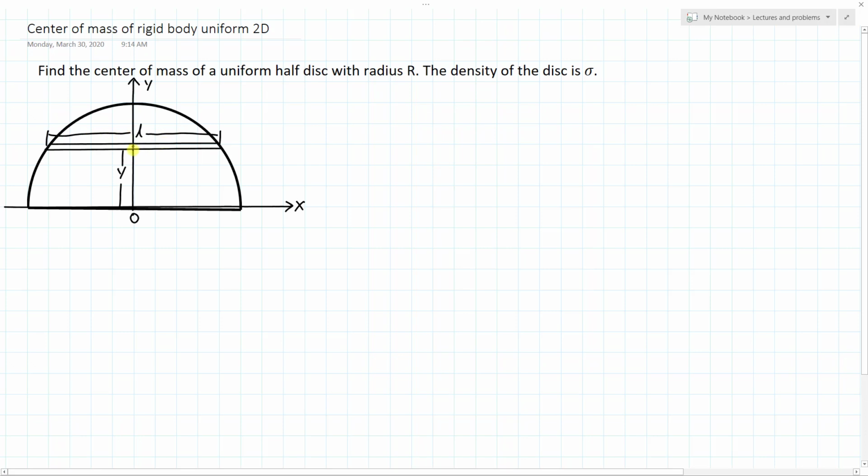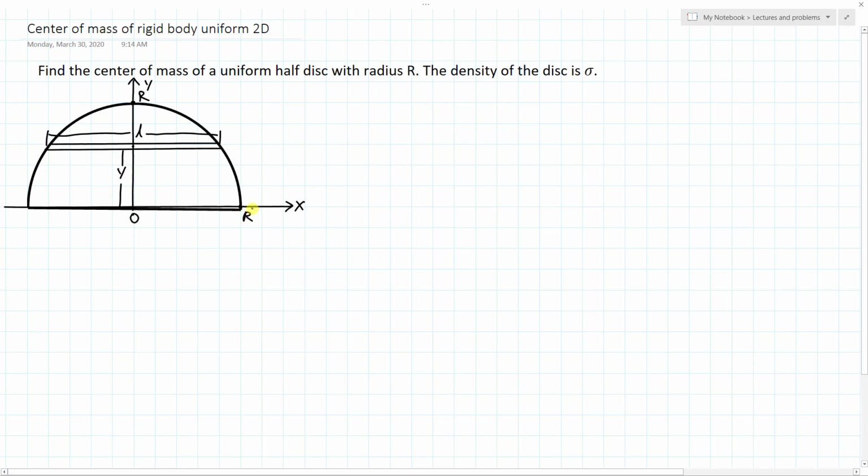If you're slicing a little further down here, you'll be getting a wider slice, so L will increase as y decreases. The opposite will happen if you have a higher y coordinate. Say if you're slicing over here, then your width is narrower. So that probably needs to be figured out. And we also have this equal to r, right? This is the radius.